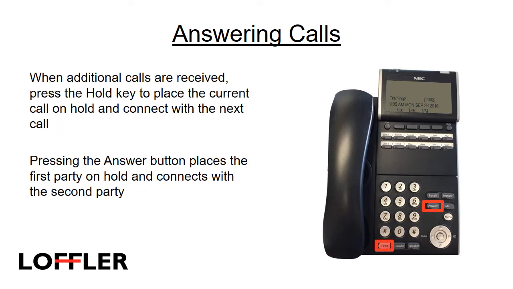When additional calls are received, press the hold key to place the current call on hold and connect with the next call. To retrieve a held call, press the flashing line key. You may also press the flashing answer key while connected with one call. Pressing the answer button places the first party on hold and connects with the second party automatically.